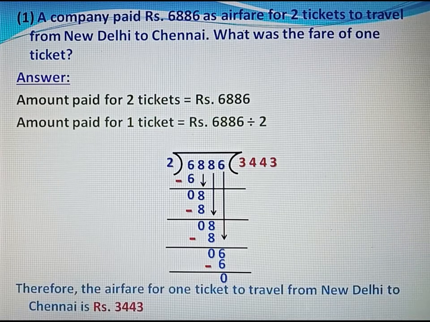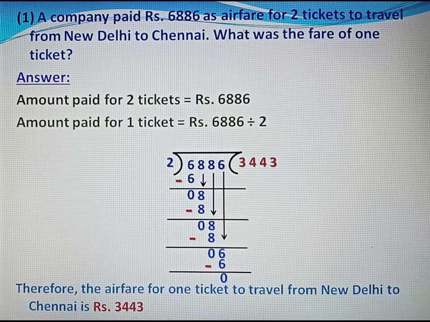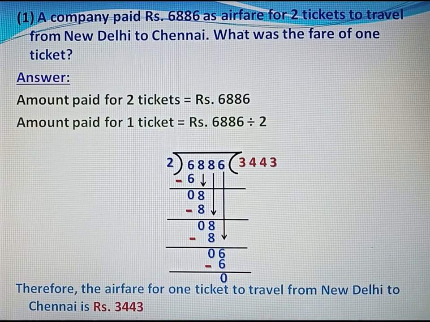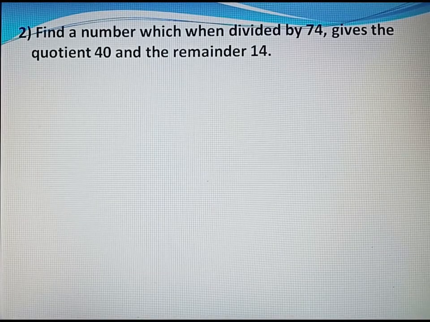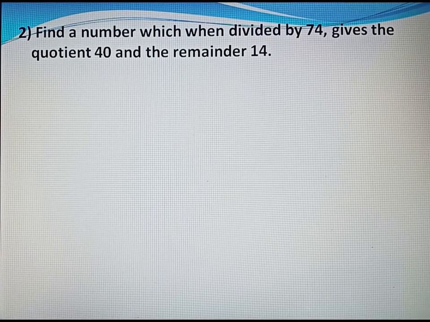Therefore the airfare for 1 ticket to travel from New Delhi to Chennai is ₹3,443. Now question number 2. Find a number which when divided by 74 gives the quotient 40 and the remainder 14.